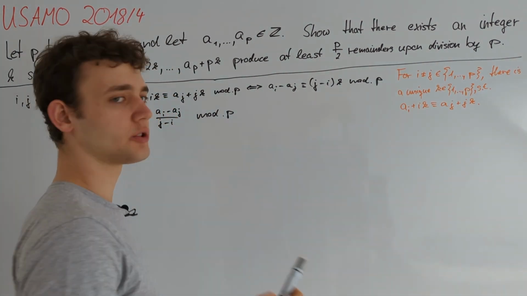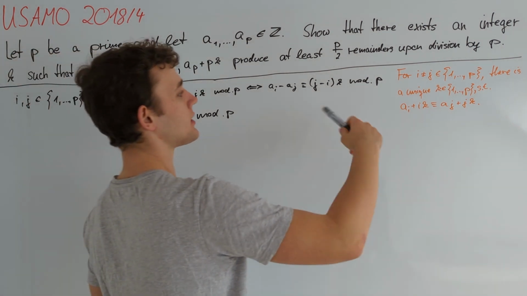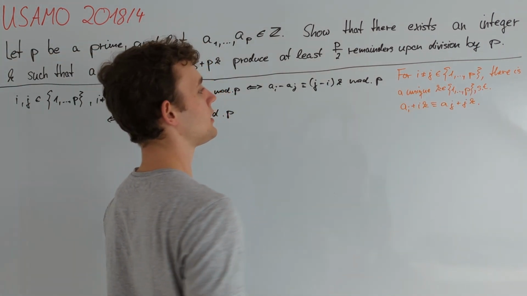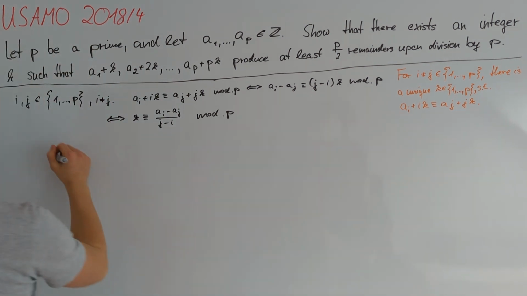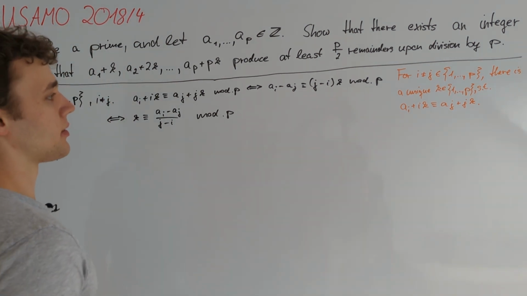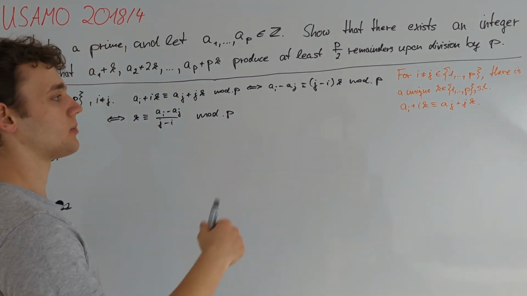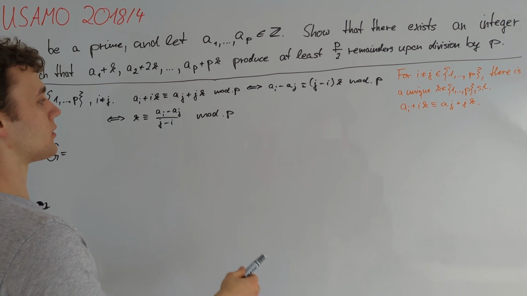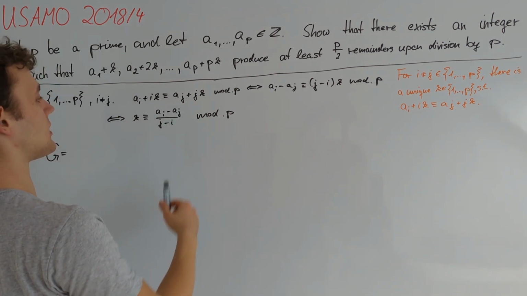One model for visualizing that we have exactly one relationship between any distinct i and j in this set is to consider a complete graph G where the edges are colored with the numbers k equals 1 up to p, where we color an edge i, j with k if and only if k is congruent to ai minus aj divided by j minus i modulo p.